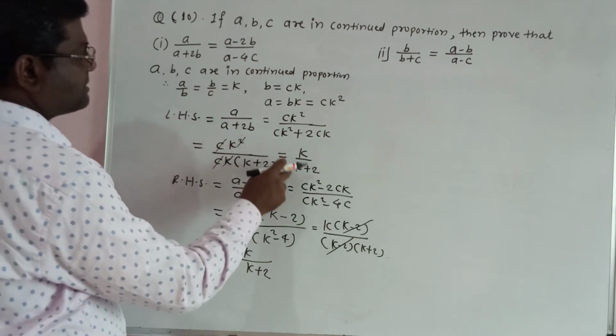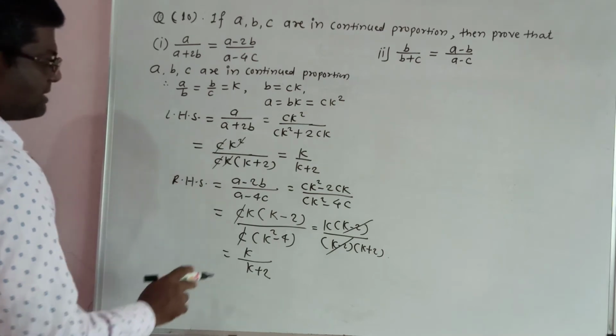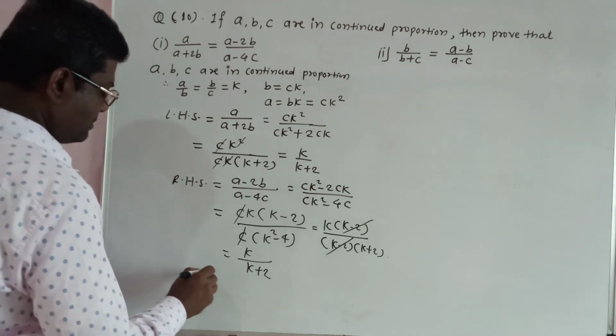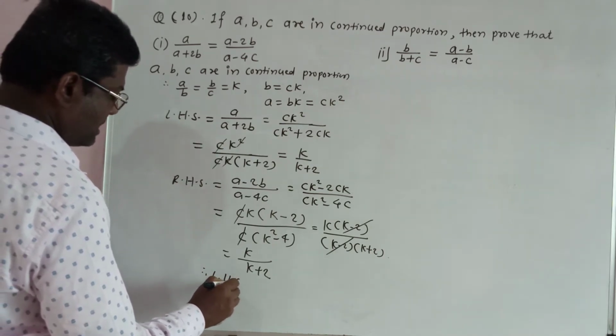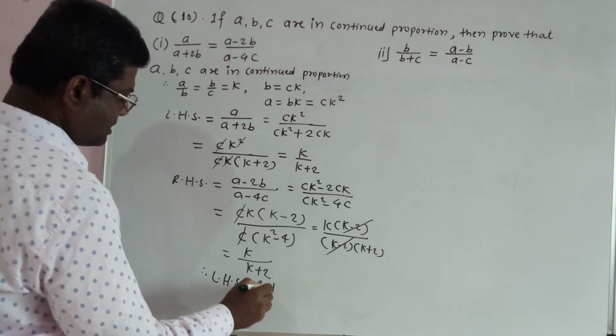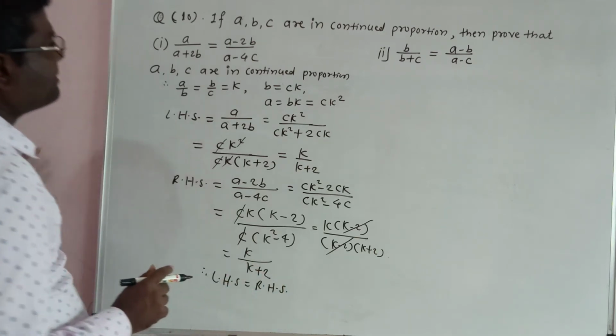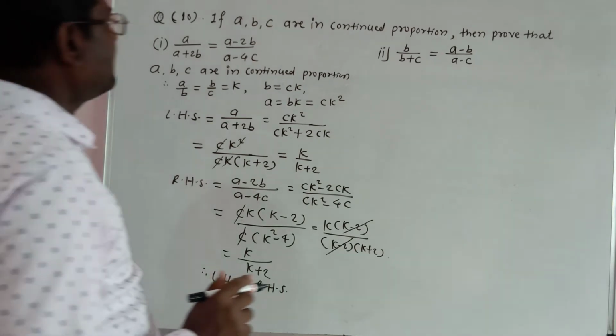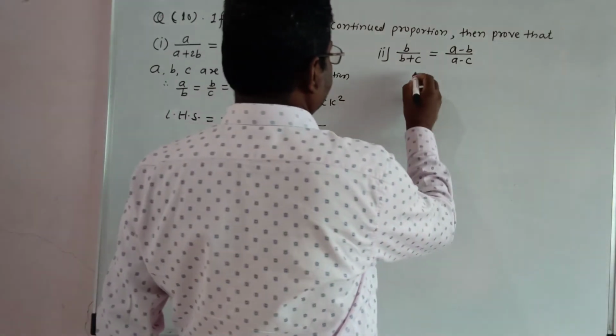Therefore LHS is k/(k + 2) and RHS is k/(k + 2). Therefore LHS is equal to RHS. Therefore this is proved. Now example number 2.